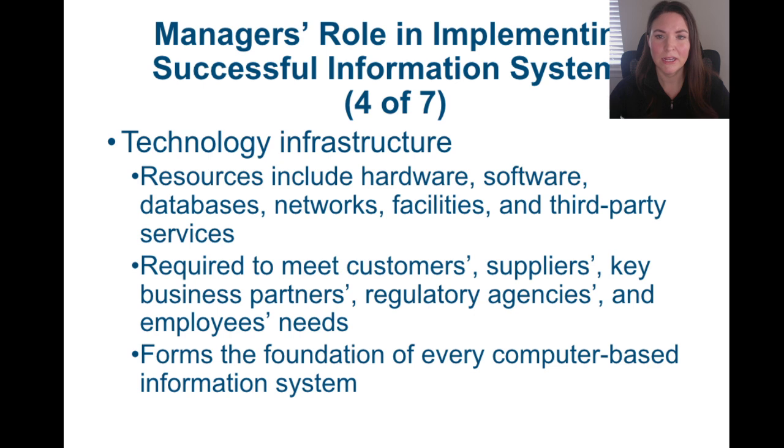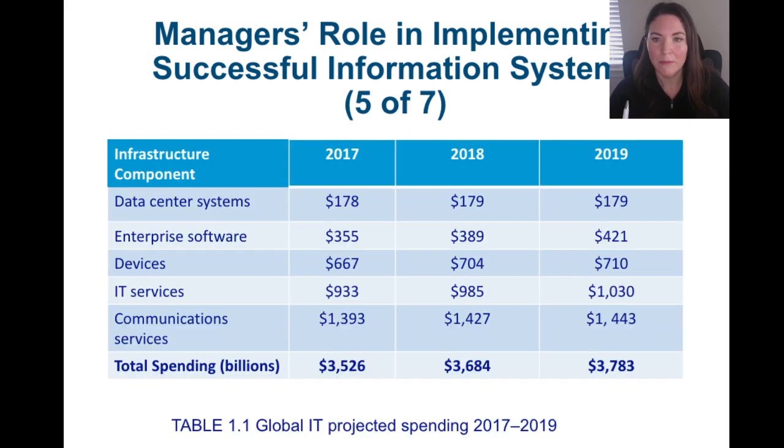So think of the technology infrastructure as the foundation for every computer-based information system. A company cannot have a computer-based information system without all of this stuff. Okay. This table is outdated, but it shows how much projected worldwide spending for technology for 2017, 18, and 19. And these numbers are in the billions. Okay, so almost $3.8 trillion in 2019.